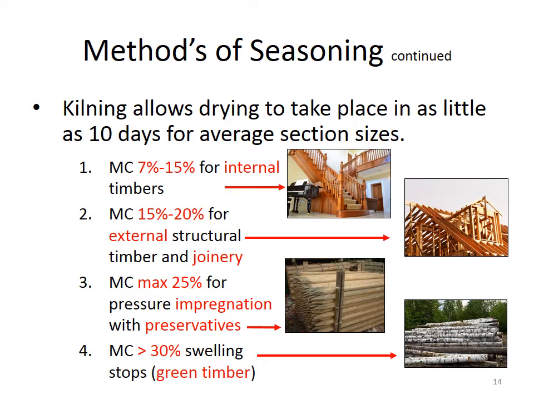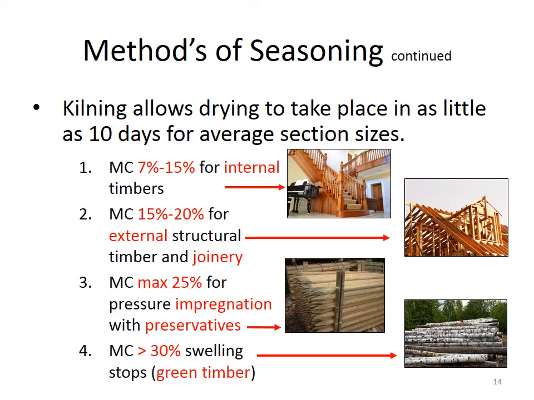So basically, once the timber has a moisture content of more than 25%, it will not be able to accept pressure impregnation of preservatives. So for example, we can see in the image there on the right hand side the stakes which would be driven into the ground. They would have to be pressure impregnated in order for them to last any amount of time. So we'd have to have the moisture content of that timber below 25% before they're treated.